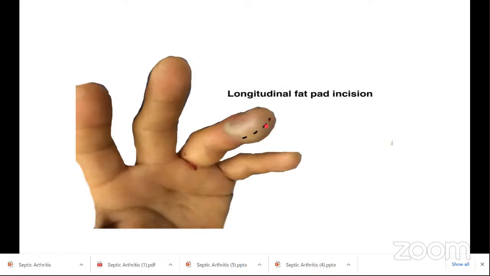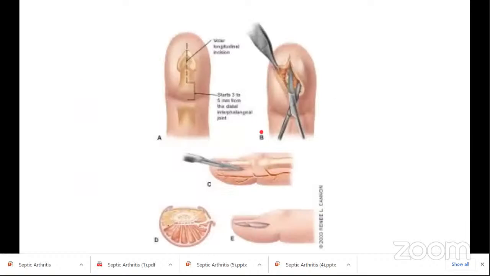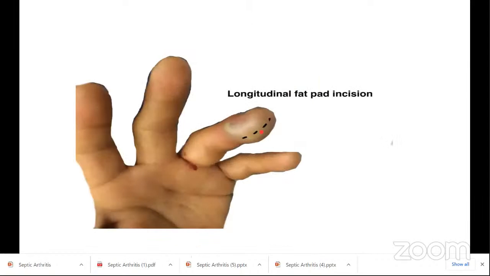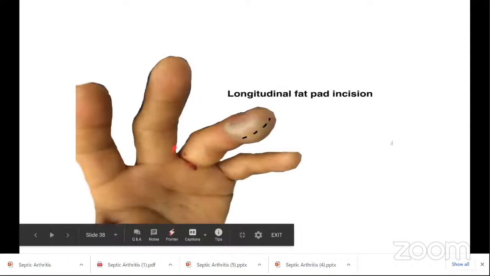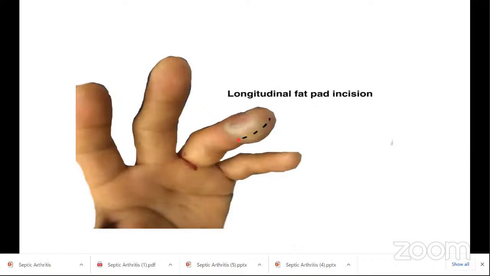A longitudinal incision is taken to break the septa. There are septa. I'm not sure if I have a diagram. I'll come to that. Look at this. This is a classical picture of a felon. Web space infection happens here. I have some pictures, I will show you that. This is a classical clinical picture of felon. And this is the longitudinal incision. Either you take an incision here or you take an incision here.